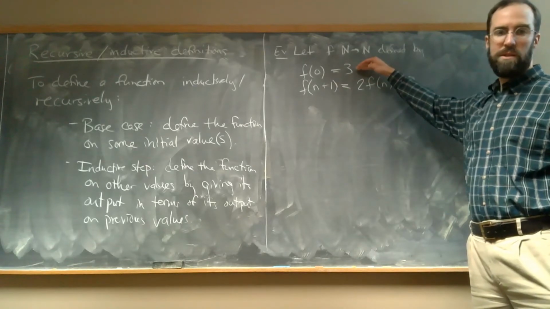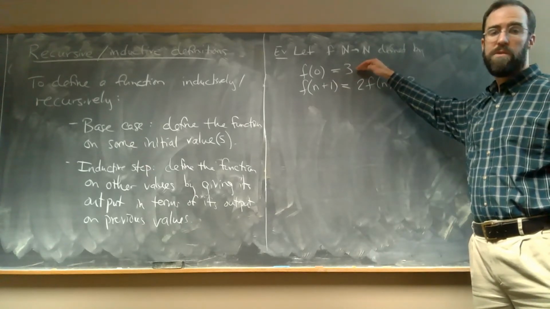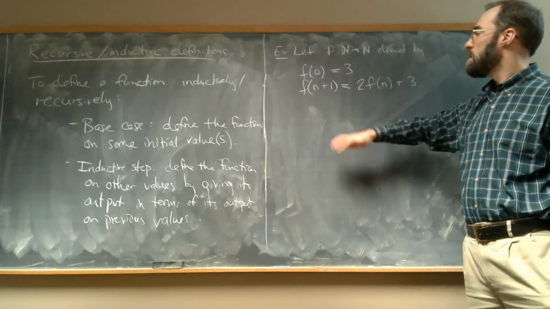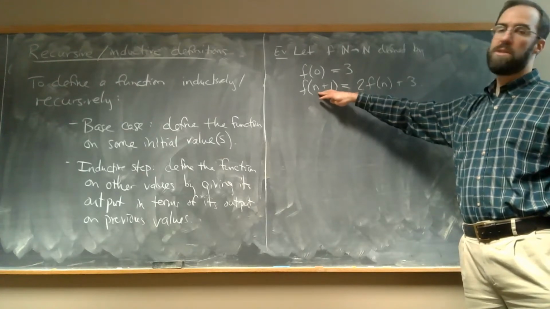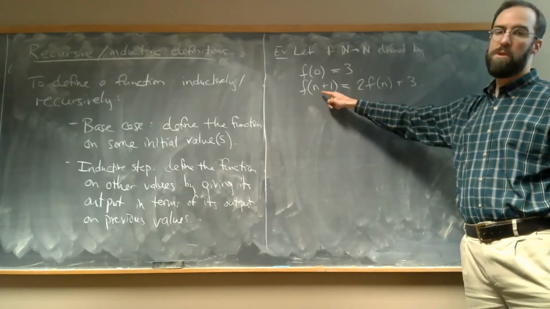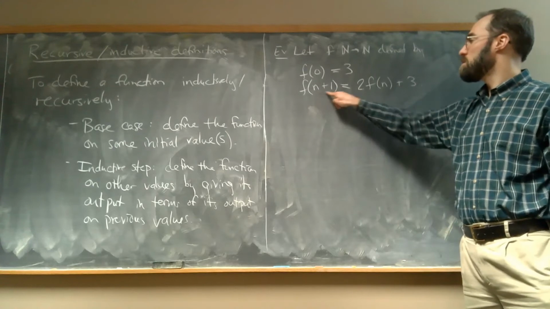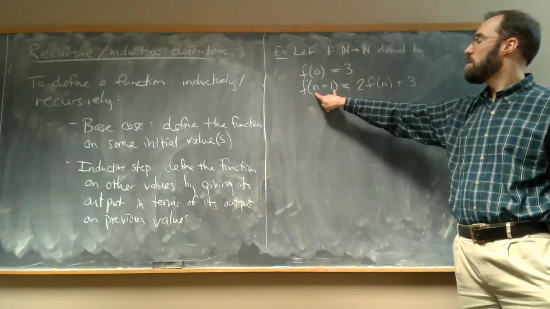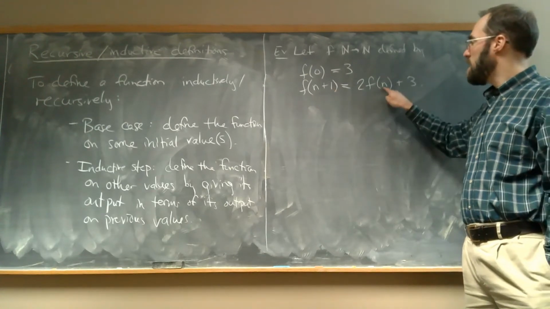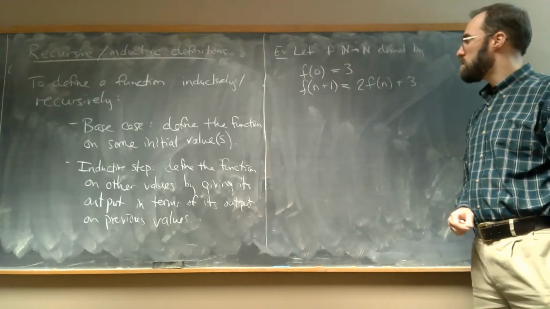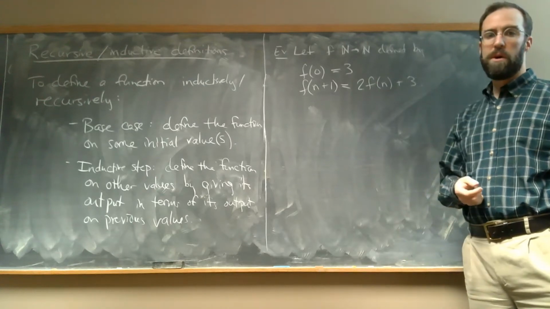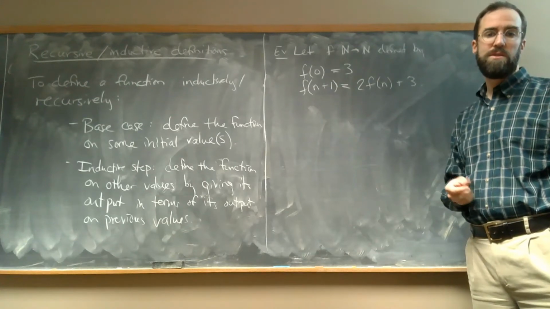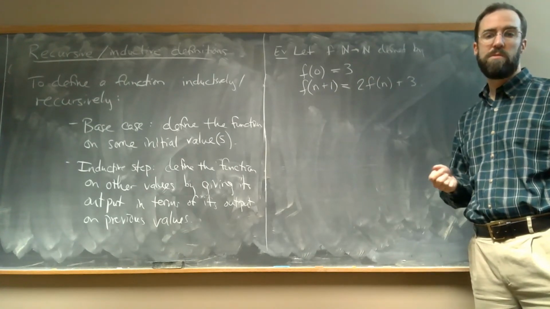This is the base case, so we've defined the value of the function on some particular initial value, in this case 0. And then for any other value that's not 0, we're going to define the output of f on some n plus 1 in terms of its output on a previous value. So notice how here we're defining f on n plus 1, n is smaller than n plus 1, and so that would count as a previous value. And I claim that this is a valid definition of this function. This uniquely defines the function on all natural numbers.